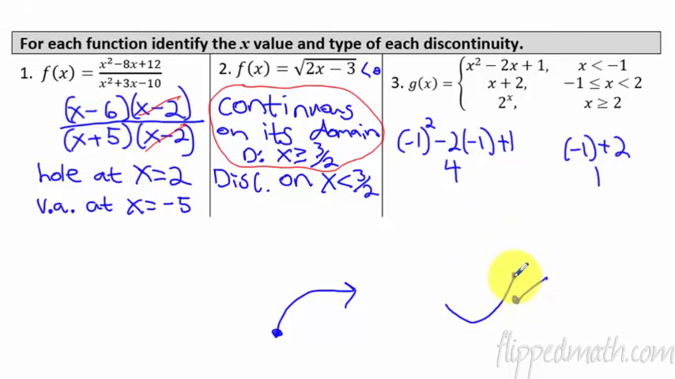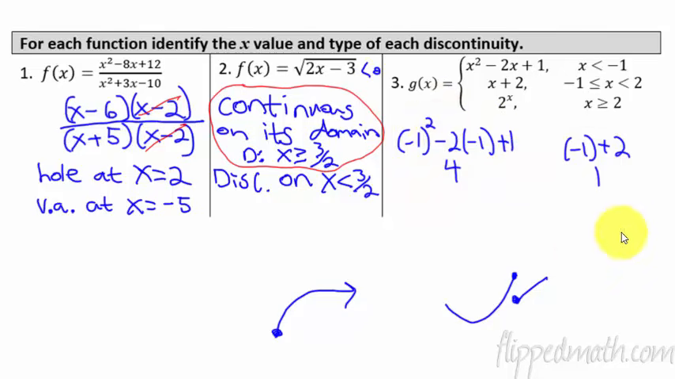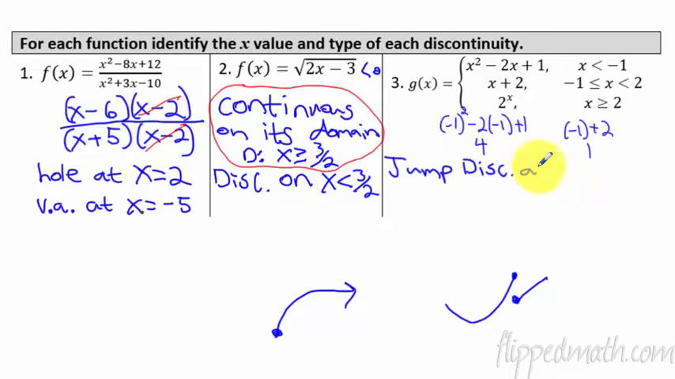That is considered a jump discontinuity. So the way we do this, and I really didn't leave you enough room, so let's just move that up, make it a little bit smaller, and then we get a jump discontinuity at x equals -1. Remember, we're focusing on the x value. At this x value of -1 it jumps from the first piece to the second piece. That's the jump discontinuity.